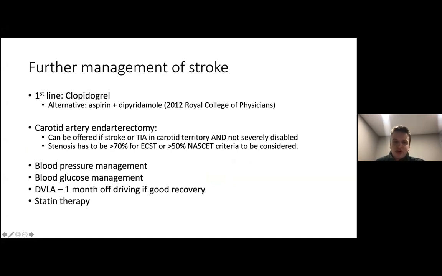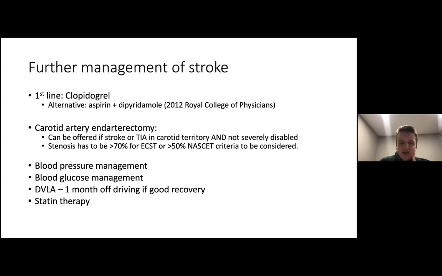So, further management of stroke. First line for ischemic stroke is clopidogrel. If they can't have clopidogrel, aspirin, and I can't pronounce it, dipyridamole is the alternative to clopidogrel. Patients can be considered for carotid artery endarterectomy. However, this is really dependent on the level of stenosis. As you can see here, some of the criteria: you need to have over 70% stenosis, and in some cases symptomatic, to be eligible for treatment.